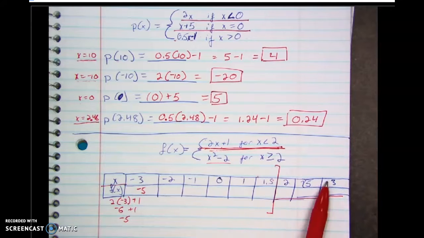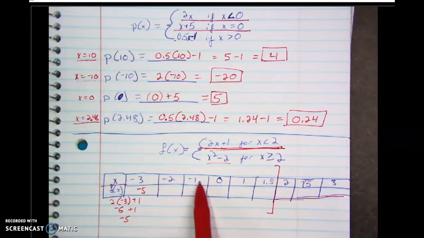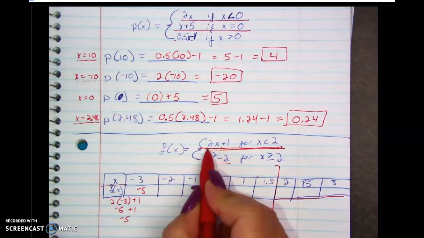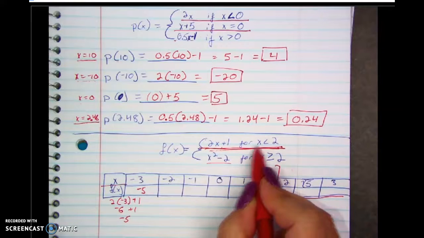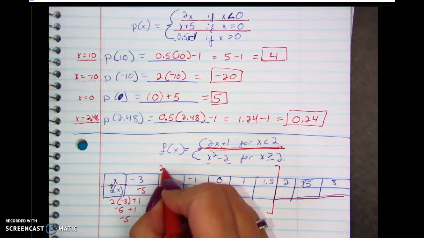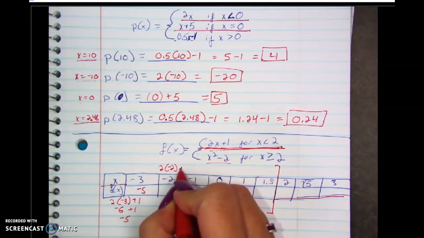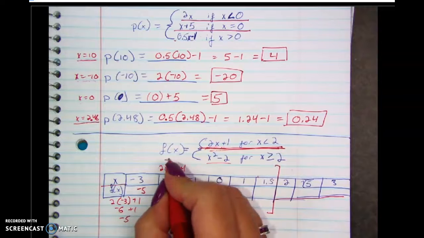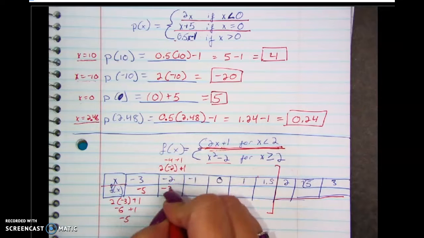When they're in order, if they're not in order, in x order, then no, I'm not going to do that. But in this case, we can see that they're clearly increasing. So negative 2, everything from this line, I'm plugging right into this formula, 2x plus 1. So 2 times negative 2 plus 1. 2 times negative 2 would be negative 4, plus 1 would be negative 3.